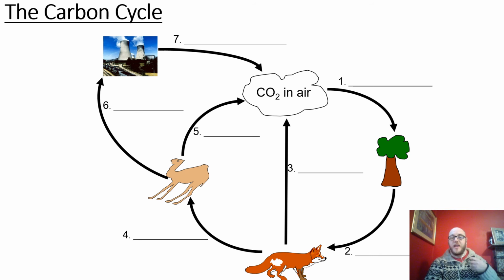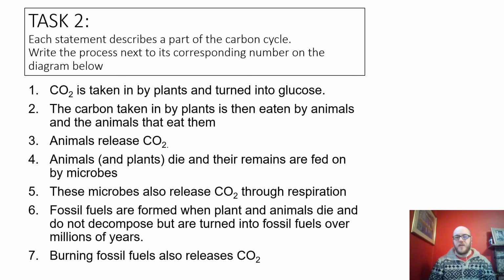Your task is to take this diagram and fill in numbers 1 to 7 on your diagram using the following 7 descriptions. So each of these descriptions needs to be put in your diagram in the right place. Carbon dioxide is taken in by plants, turned into glucose. Then the carbon taken in by plants is then eaten by animals.